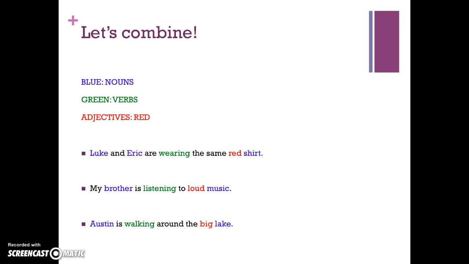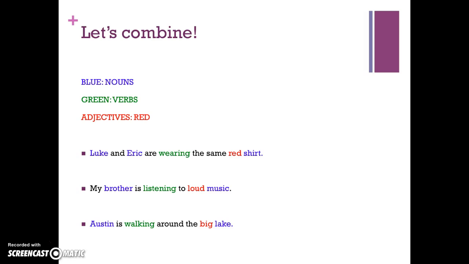Lastly, let's look at some sentences that have nouns, verbs, and adjectives. In the sentences below, the nouns are in blue, the verbs are in green, and the adjectives are in red. Let's take a look at the first sentence. Luke and Eric are wearing the same red shirt. Luke and Eric are people, which make them the nouns. Wearing is the action that's taking place, so it is the verb. Red is the adjective describing the noun shirt.